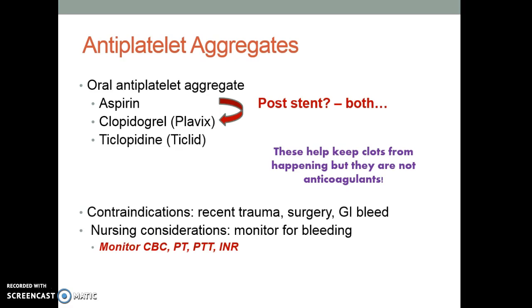A lot of times when you see the meds, there are meds that are antiplatelets and there are meds that are anticoagulants. They're not the same. Aspirin, clopidogrel, and ticlopidine are all antiplatelet aggregates. So they keep clots from happening, but they're not anticoagulants. They reduce the stickiness of the platelets.